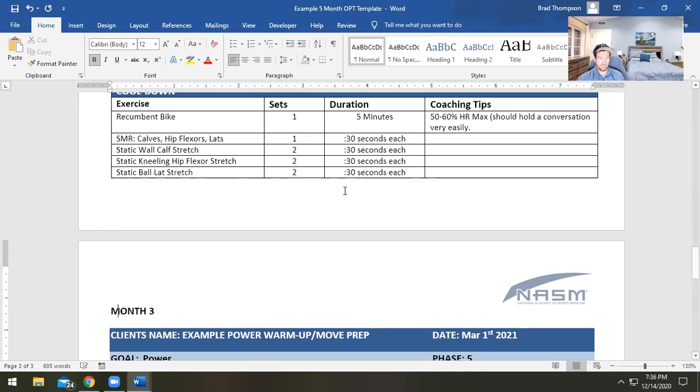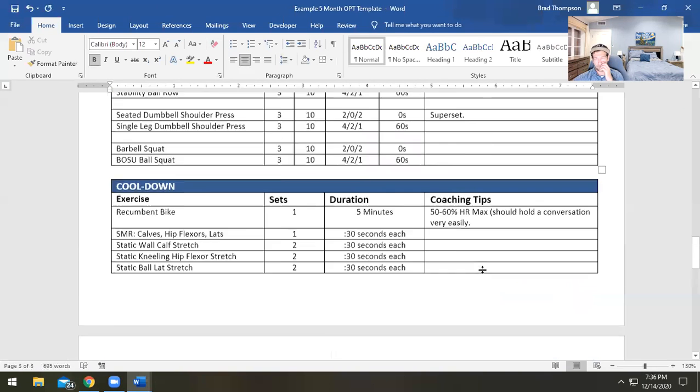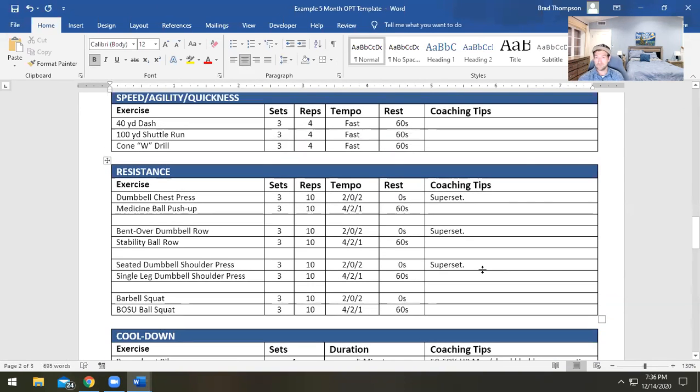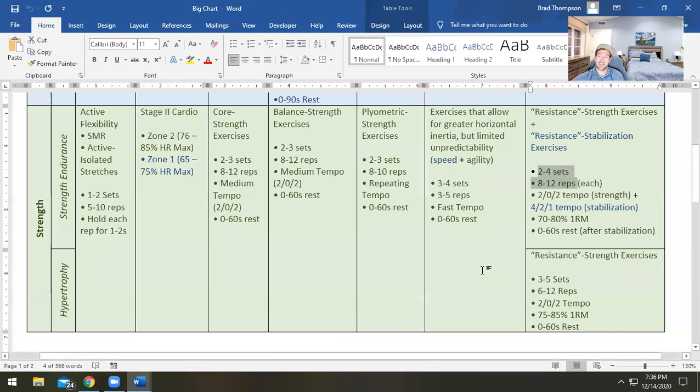I got a question, Brad. Yeah, what's up? When doing the superset, do you want to keep the variables when you're doing the stability exercise? Do you want to still keep those stability variables, or the tempo? Yes, and the exercise selection, yes, but repetitions are 8 to 12 for both. Even the stability exercise, it's the same for both. It's 8 to 12 reps each.